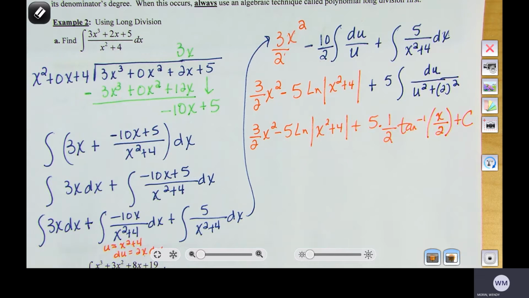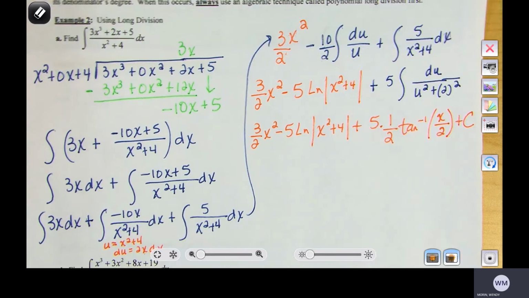So that was a lot of practice. That's a lot of different problems in one problem. All right? Let's try another one.